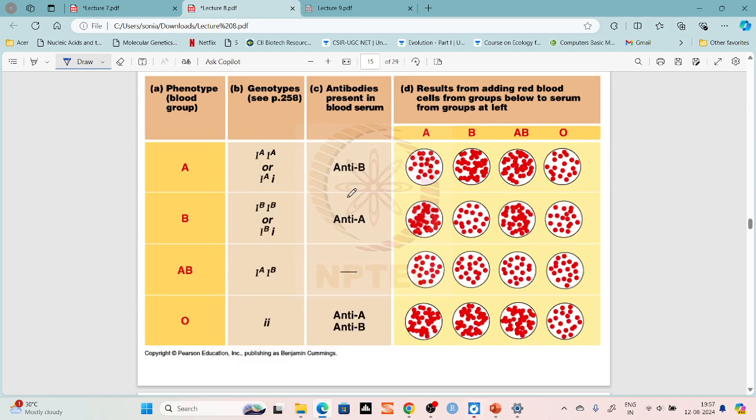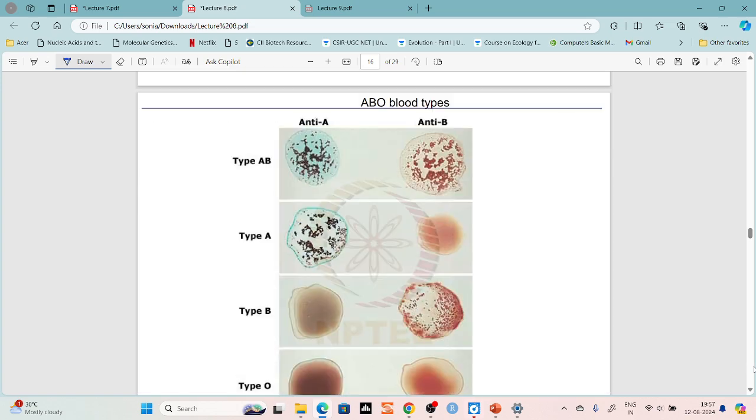Now here comes the figure that I was trying to say. See here, if you have blood group A, this can be your genotype. Either it can be IAIA or IAi. And the antibodies which would be present are anti-B. And the antigen that is present is A. So likewise, you can see this whole table.